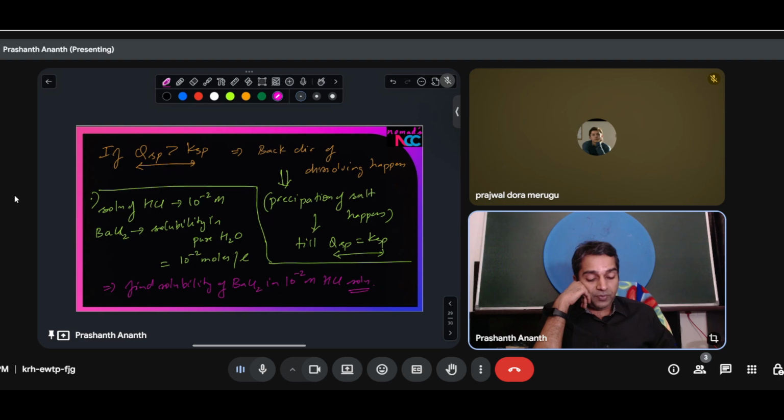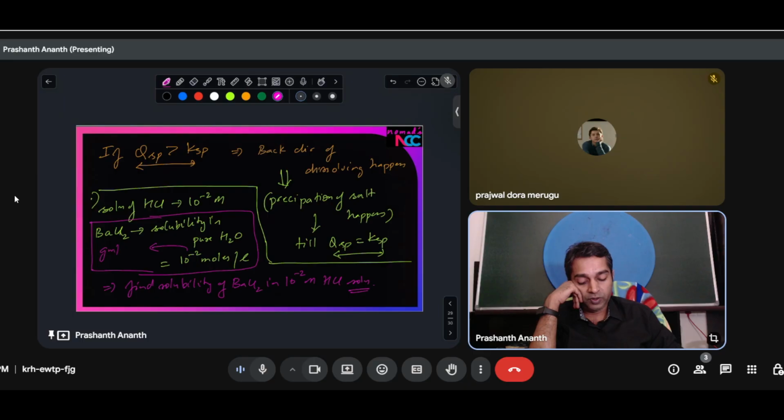If this is the question, how to proceed? They have given the solubility of barium chloride in pure water as 10 power minus 2 moles per liter. This can be given as grams per liter also. If they are giving it in grams per liter, it is going to be irritating. You have to sit and solve, convert it into moles per liter, and then find KSP and then proceed. If it is given in moles per liter, like in this easy nice case, we can proceed much more easily.